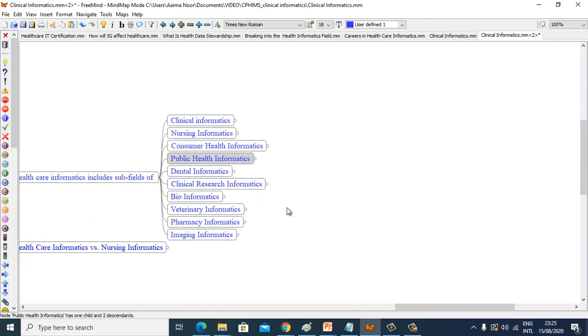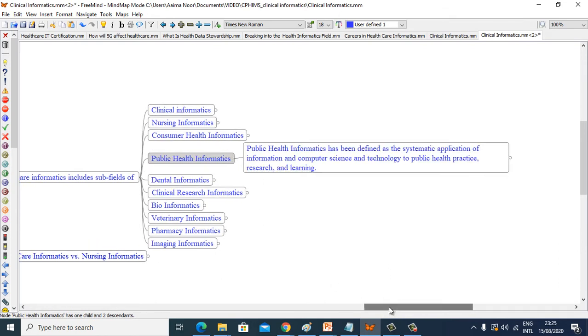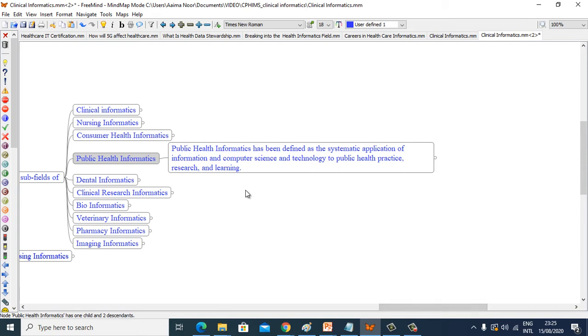Now see what public health informatics is. Public health informatics has been defined as the systematic application of information and computer science and technology to public health practice, research and learning.